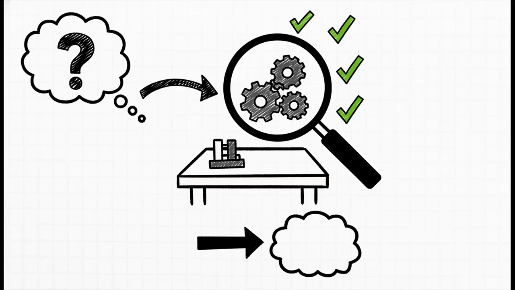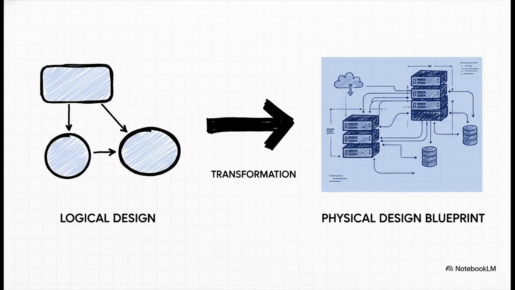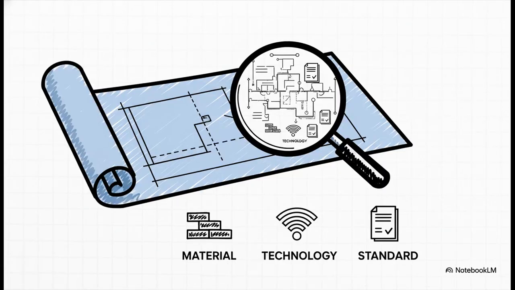Okay, before we go all in, we have to test our ideas. Does this thing actually work? This is where you find the deal breakers early before they become expensive mistakes later on. Right, now we get specific. We take that logical what and turn it into a physical how. This is the nitty-gritty, the exact software, hardware, and standards the builders will use.